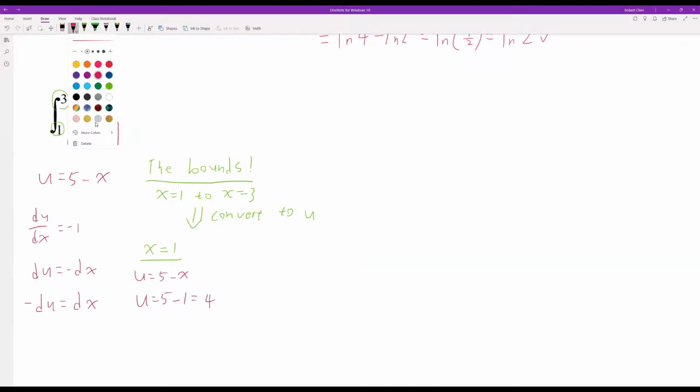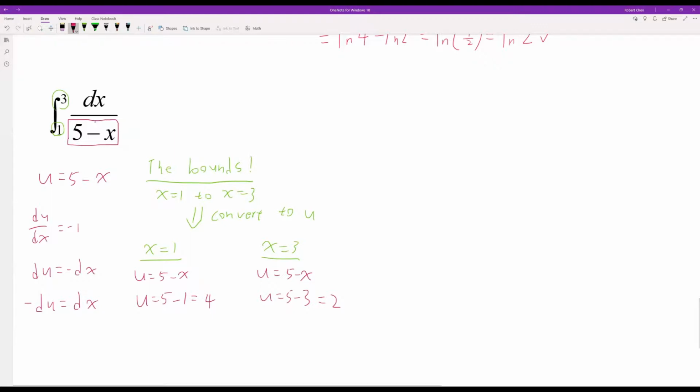Right? And same thing with x equal to 3. When x is equal to 3, u is 5 minus x. So u is 5 minus 3, which is equal to 2. Right, so now our integral, instead of going from 1 to 3, it's going to go from 4 to 2.